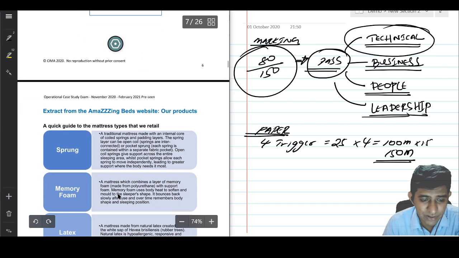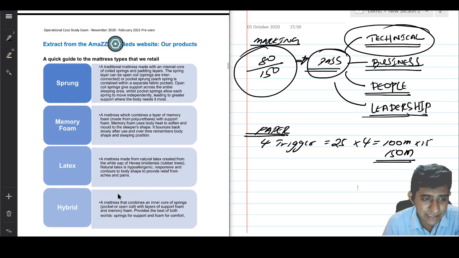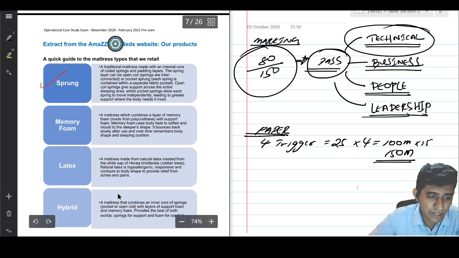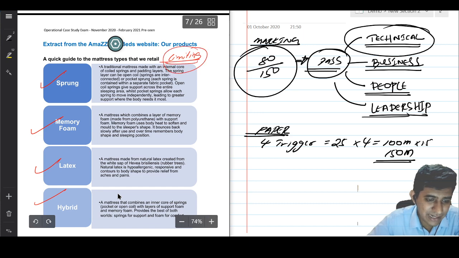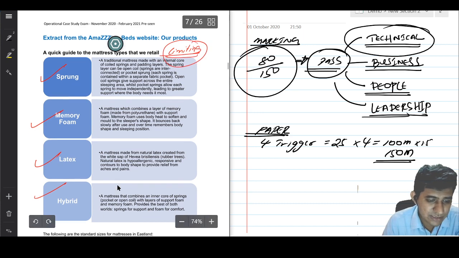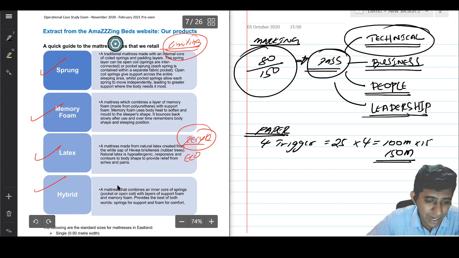And students, coming to the next one, they have given the Amazing Bed website, our products. These are the types of products mentioned: the sprung, the memory foam, the latex, and the hybrid. So students, I generally want you to go through this. Actually, they will not be asking, but there can be a limiting factor analysis coming here, because if you see, there are raw materials in each. And also students, please be careful on the recycling process, how they can recycle, because it's very important. And also while reading, be very much concerned about the eco-friendliness of these.